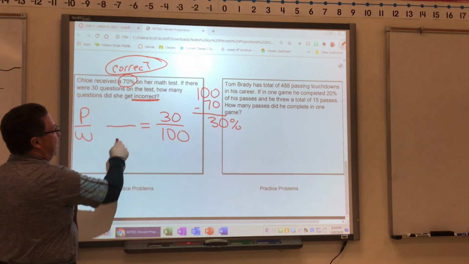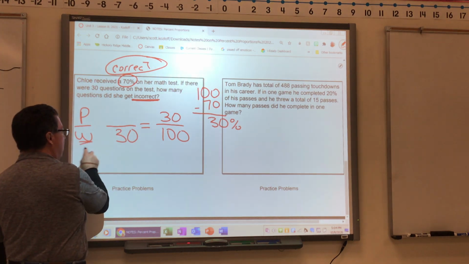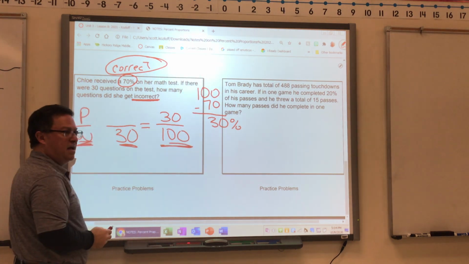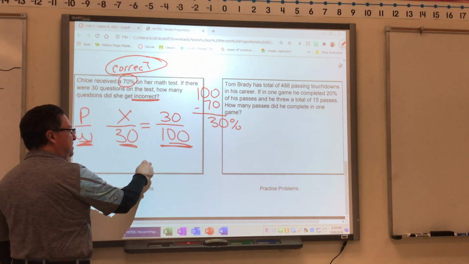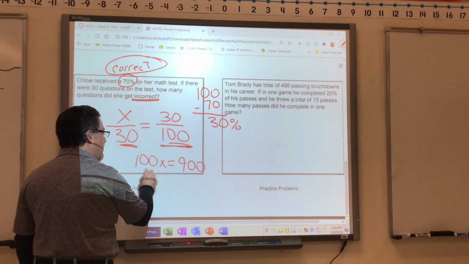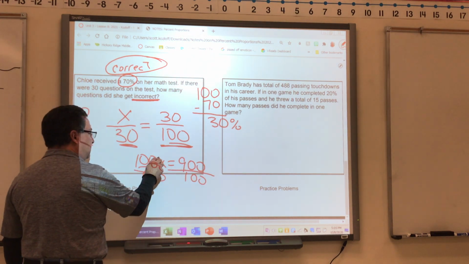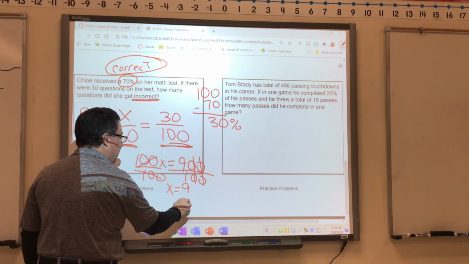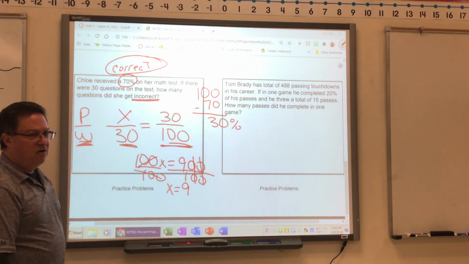I'm still going to put my numbers where they belong. There were 30 total questions. The whole test was 30 questions, 100% of the test. Remember, we keep them in line. That means my x goes here. So 100x is going to equal 900. And when I divide both sides by 100, those cancel, the zeros cancel, and x equals 9. Meaning there were 9 questions that she got incorrect.